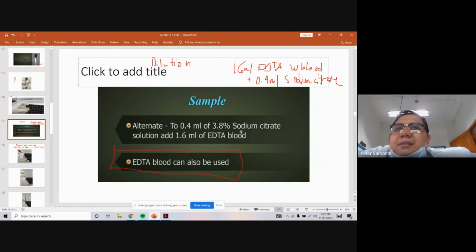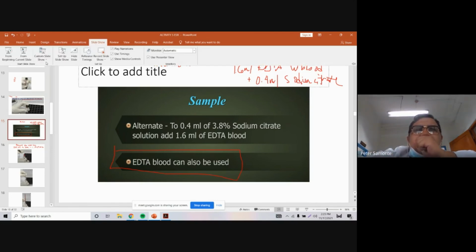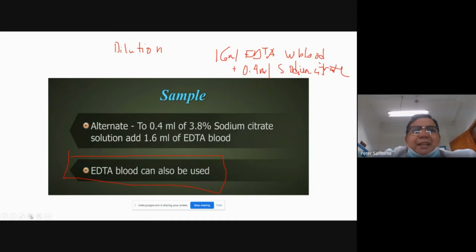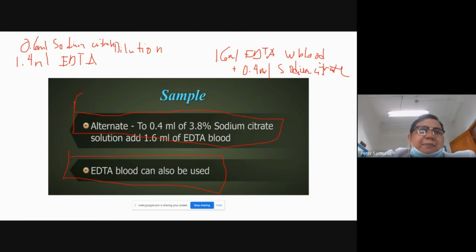4.6 dito. Okay. So either is acceptable. Either is acceptable, course. Pwedeng 0.6 ml ng sodium citrate, tapos 1.4 ml ng EDTA blood. So, it's either this or ito. Alin sa dalawang yan, pwede niyong gamitin.